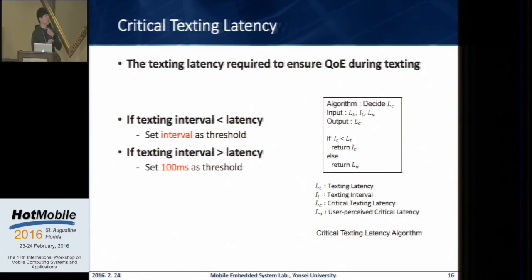Finally, we could build a simple algorithm for critical texting latency. If the texting interval is smaller than the latency, we set the interval as the threshold to prevent such a previous situation, to prevent a sudden increase of texting latency. And if the texting interval is larger than the latency, we set 100 milliseconds as the threshold to guarantee the quality of experience for users.